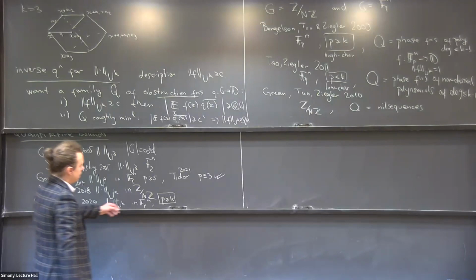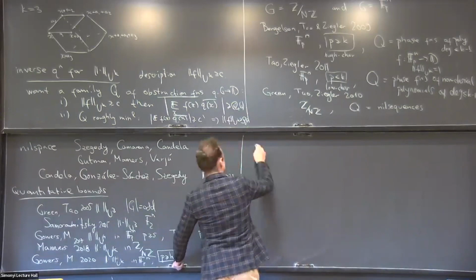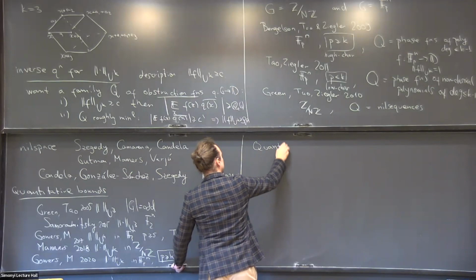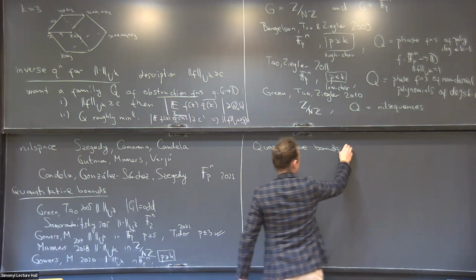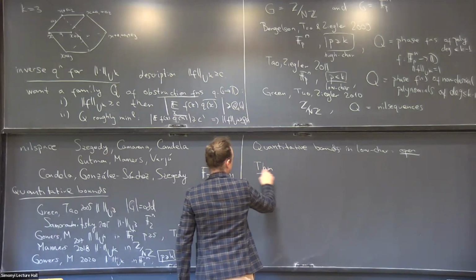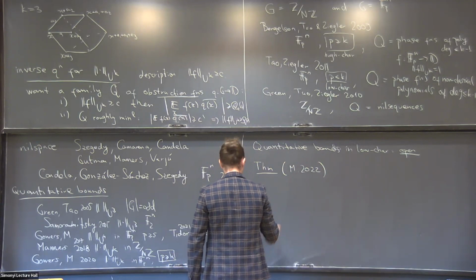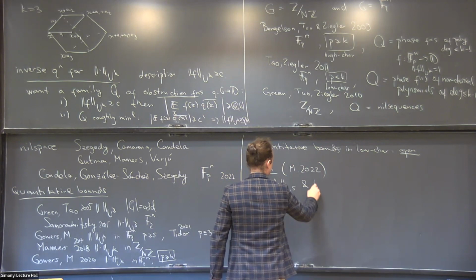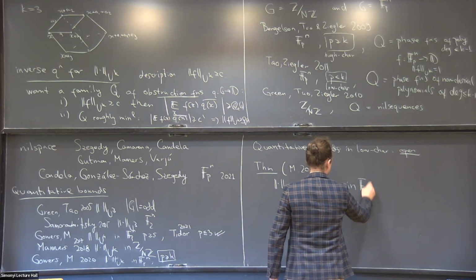And the last thing which remains open is the question of quantitative bounds in low characteristics. So this is still open. And my main result today is a contribution to this problem. So let's say we use U5 and U6 in F_2^n. It's fine, I won't spell out the full thing.